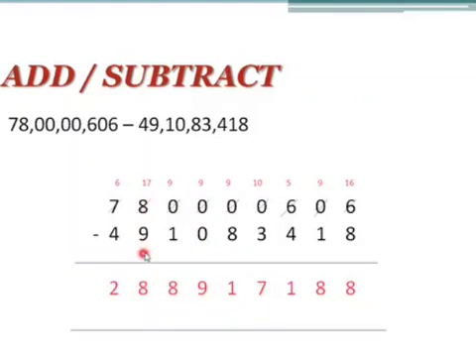Then 7 minus 9, here we cannot subtract. So you have to borrow from this number. From 7, if you borrow, then it will become 17. And 7 minus 1 here will be 6. 17 minus 9 gives us 8. 6 minus 4 gives us 2. So in this way we will subtract.